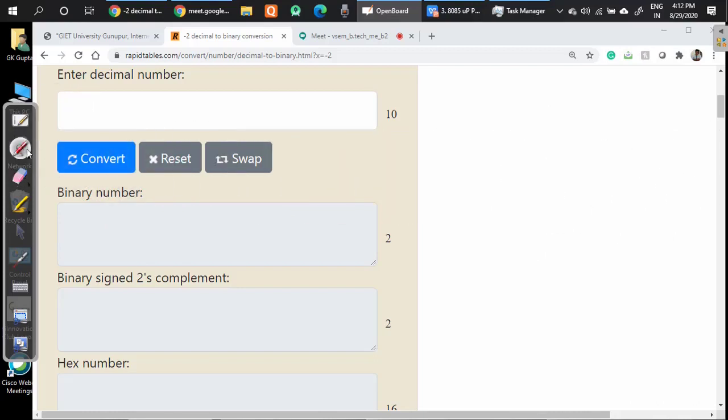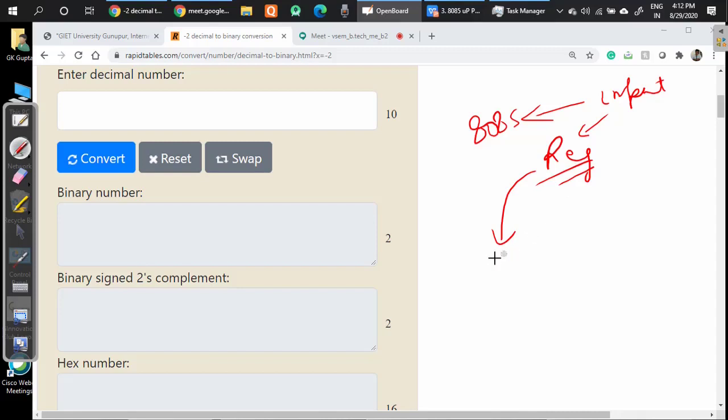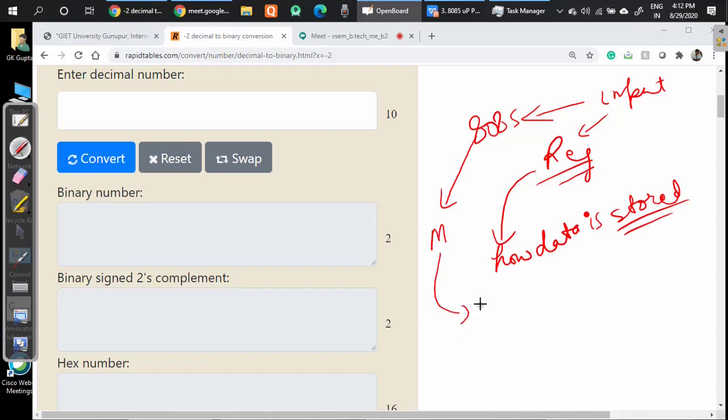Before that, let me tell you a very interesting thing. You might be thinking that whenever the 8085 microprocessor accepts any kind of input, this input is getting stored in some registers. You might have some confusion about how data is stored inside registers, so this is a very important topic which I would like to clarify. Few of you, or perhaps all of you, might be aware that the 8085 is a machine, and machines generally only understand zeros and ones. So this part should be very clear.